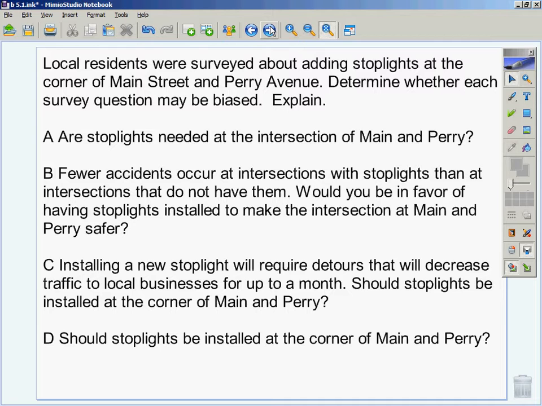A, are stoplights needed at the intersection of Main and Perry? Biased or non-biased? Biased. Why? Because it's mentioning what they want to put in. Did it say why they wanted to put them in? It's simply asking you, are they needed? Is it biased or non-biased? Non-biased.